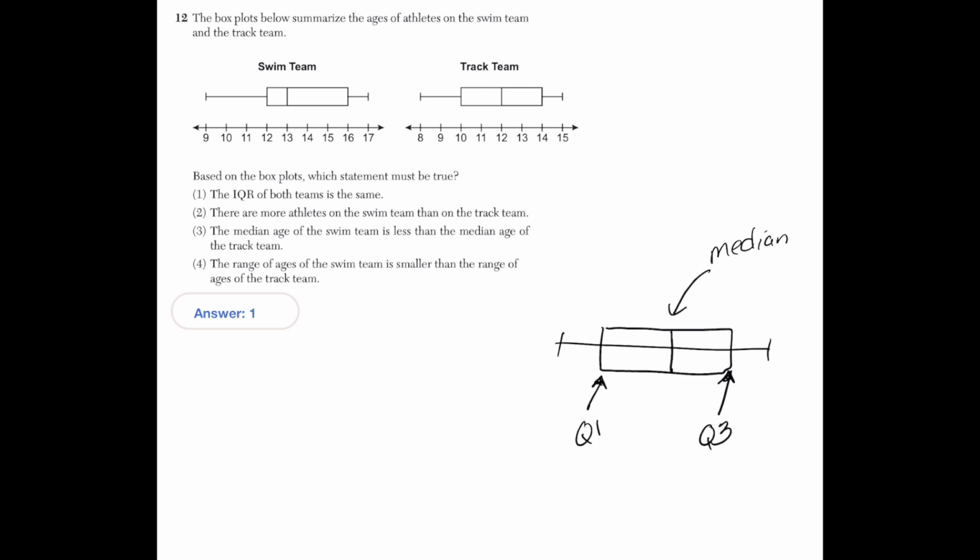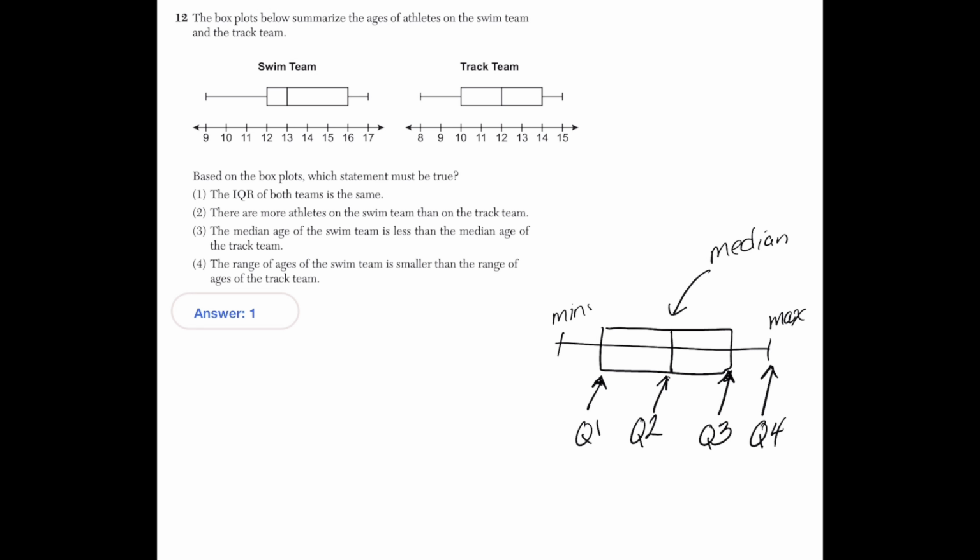And you might be thinking, well, where's Q2? Well, the median is actually the Q2. And it goes to the end, which would have been your Q4, or your largest number. This would have been your maximum number. Your minimum doesn't have a Q in front. It's just like the starting point.